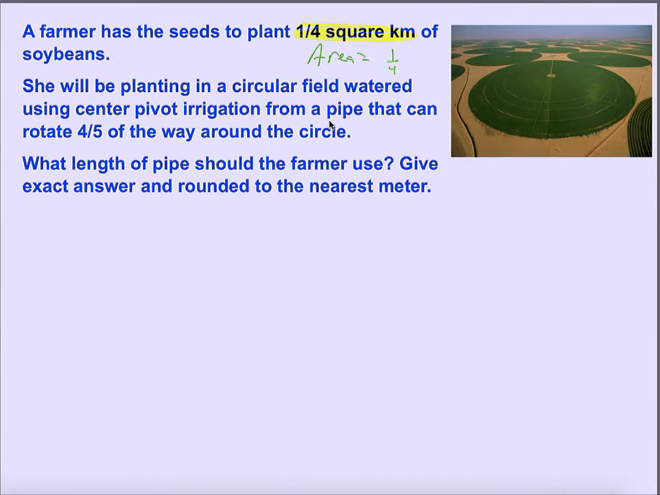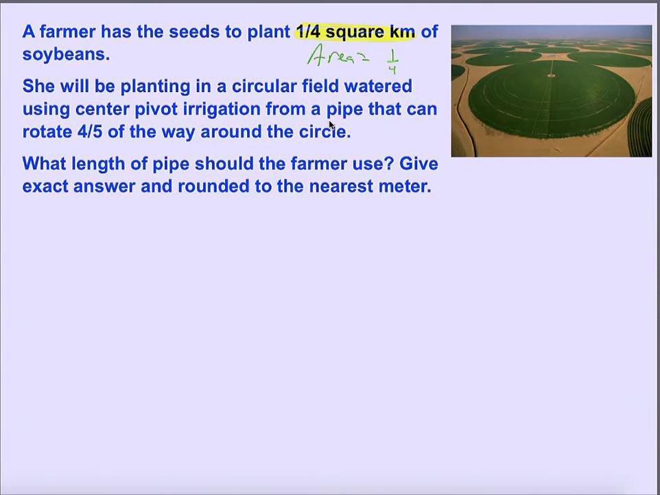She will be planting in a circular field watered using central pivot irrigation. If any of you have ever flown over farmland, you notice that a lot of farmland these days is circular. And this is why. Because farmland in a dry place that needs irrigation, instead of digging ditches throughout the fields, a lot of times what they do now is they have a pipe that has a pivot in the middle, and it just spins around very slowly in a circle. Very slowly, constantly watering the field below it. And that's how the field gets water, and that's why the field is a circle.